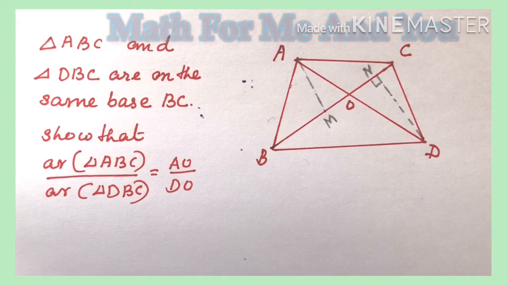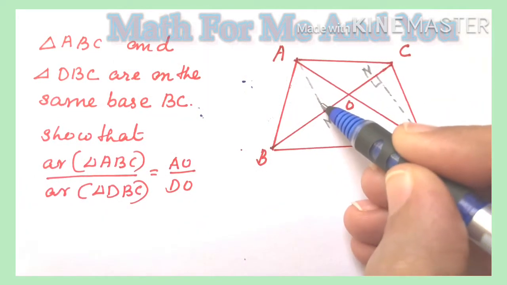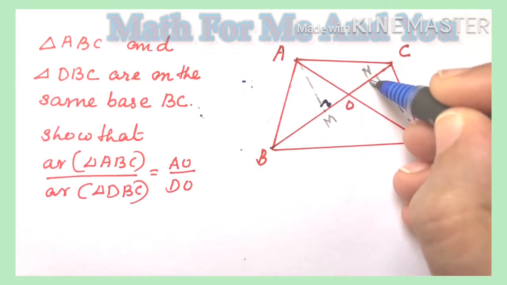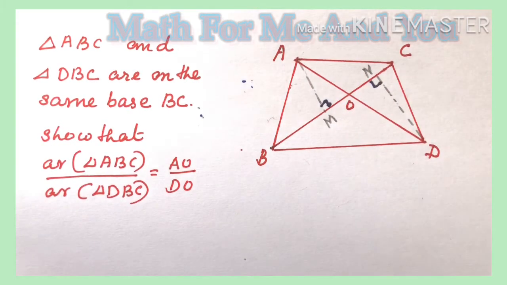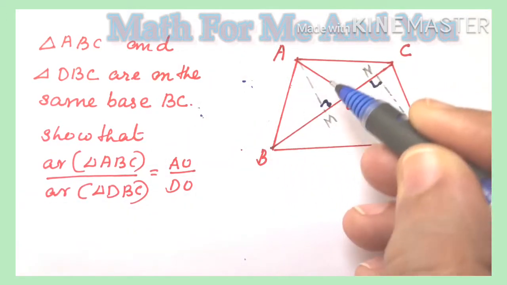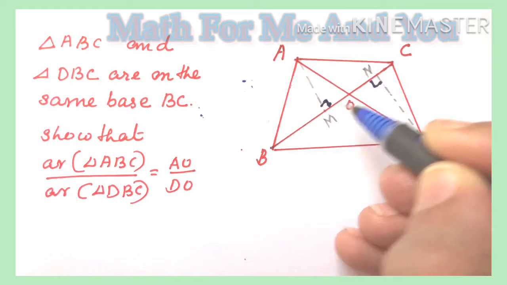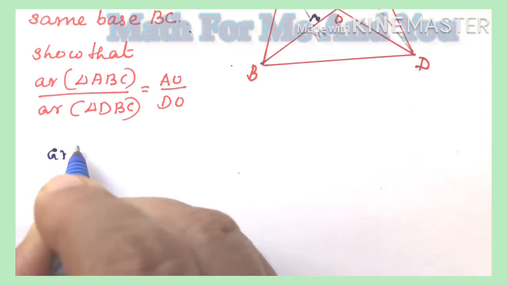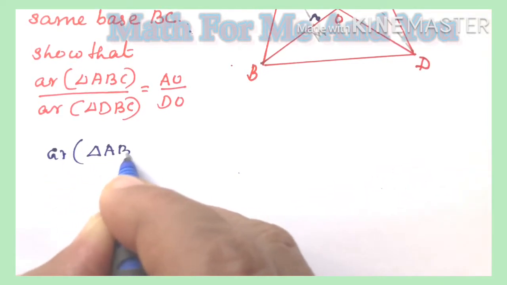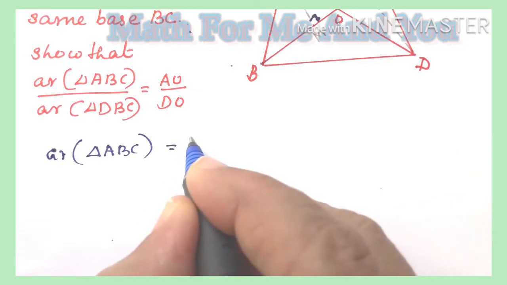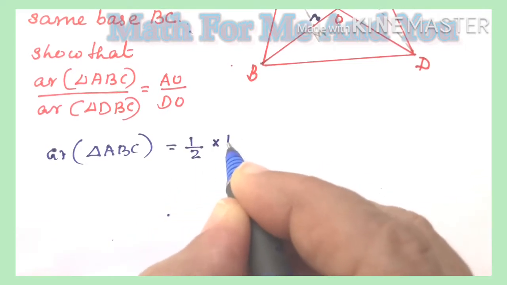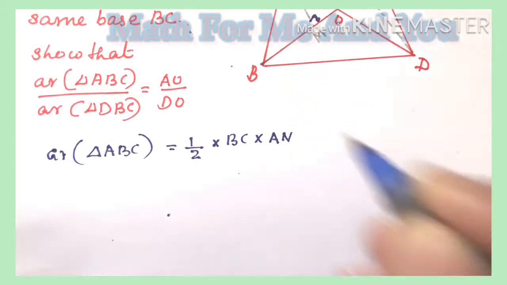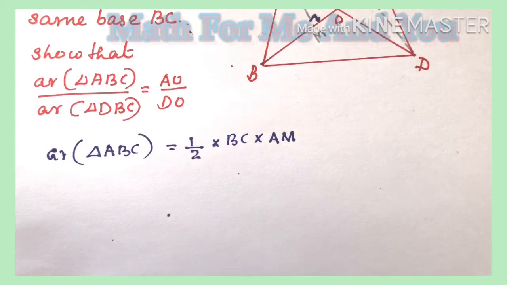Since it is not given that the triangles are similar, we cannot apply the theorem of areas of similar triangles. So what we use here is the formula to find the area by drawing a perpendicular to the base. So AM and DN are the perpendiculars from A and from D respectively. And what is the formula for finding the area of a triangle? Half into base into altitude. Here, if we consider triangle ABC, area of triangle ABC is half into base BC into altitude AM.